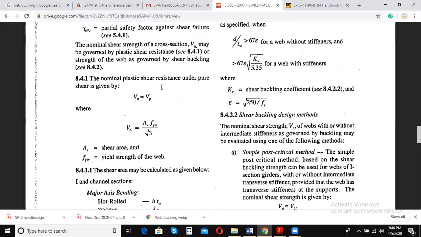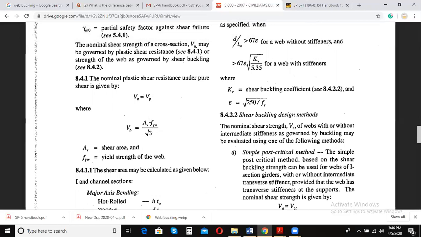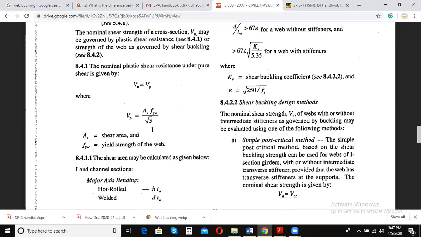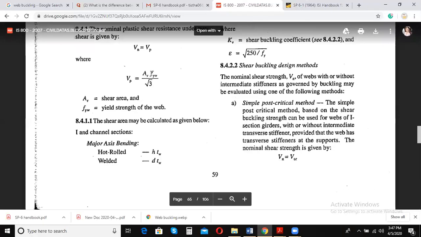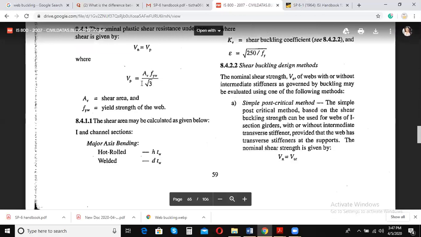So how to calculate the nominal shear resistance? The nominal plastic shear resistance under pure shear is given by Vn, which is equal to Vp, and Vp is equal to Av into Fyw divided by root 3. Av is the area under shear, and Fyw is the yield strength of the web. You have to consider root 3 whenever you are considering the area under shear. You know the value of Fyw, it is equal to 250. And Av, how to calculate it? This is given in clause number 8.4.1.1.